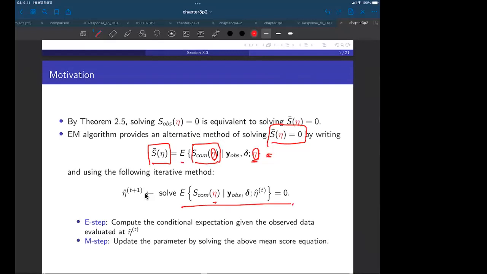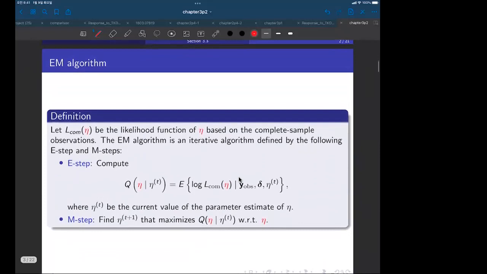Okay, so this is a more formal description. L_com is the likelihood function of eta based on the complete sample observation. The EM algorithm is an iterative algorithm: we take the log of the likelihood function on the complete response, and then take the conditional expectation. That's the E step, evaluated at the current parameter. In the M step, we find the maximizer with respect to eta. And that is the definition.